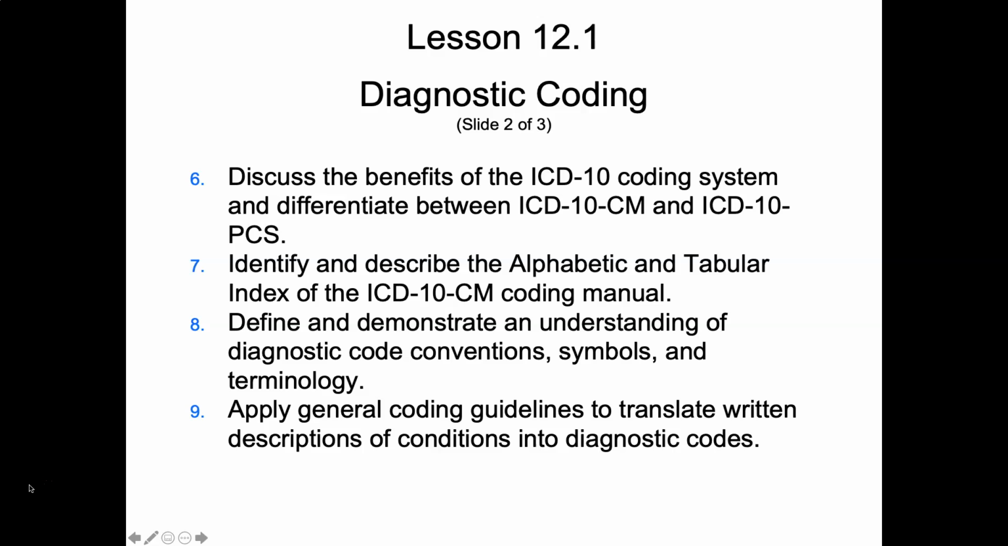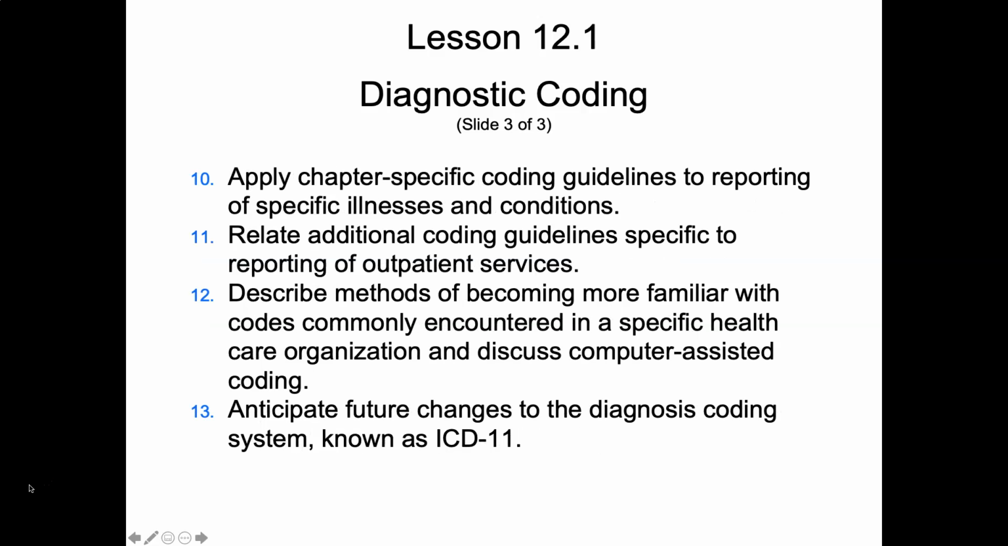As we look at the ICD-10-CM coding manual, we'll talk about the alphabetic and tabular indexes. We'll define and demonstrate understanding of diagnostic code conventions, symbols, and terminology, and apply coding guidelines and chapter-specific coding guidelines. We'll look at additional coding guidelines specific to outpatient services, and become more familiar with codes commonly encountered in a specific healthcare organization, and computer-assisted coding. Then we'll briefly touch on future changes to diagnosis coding.